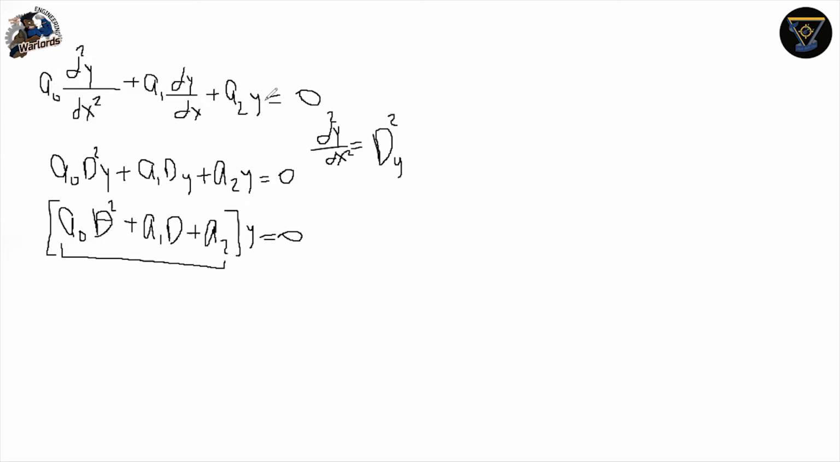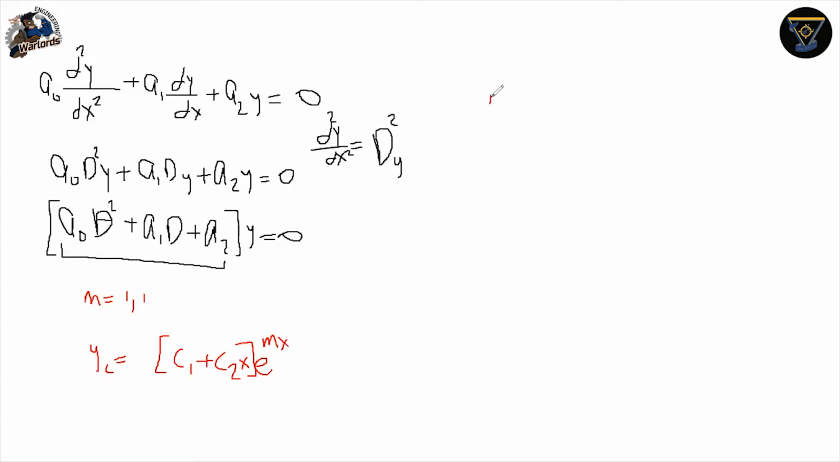The first solution is, suppose you have for m at the end, let's say you get 1 and 1. These values are repeating. So your answer would be yc is equal to c1 plus c2 x, e to the mx, right?